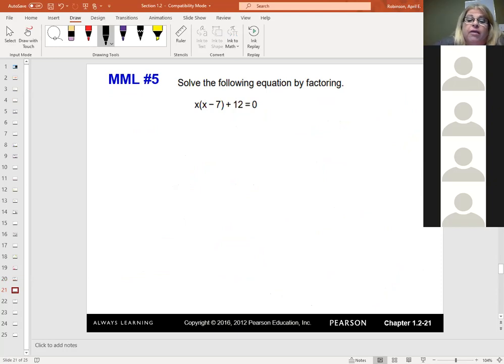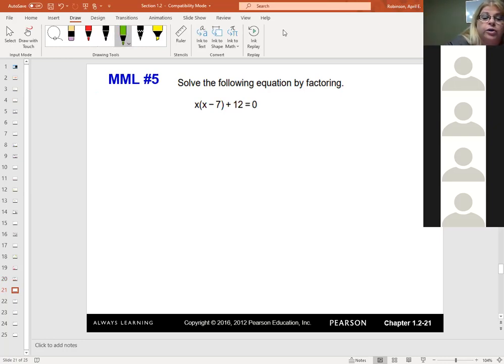This one says, solve the following equation by factoring. You might be like, well, isn't it already in factored form? No. It's not in factored form because you've got this plus sign right here between a set of parentheses and that 12. In order to be completely factored, it would have to be like x and parentheses equals 0. We don't have that. We got that plus sign thrown in there. So we're going to have to do a little algebra on this to get it in what I'd call factor ready form. And step one would be getting rid of that parenthesis.